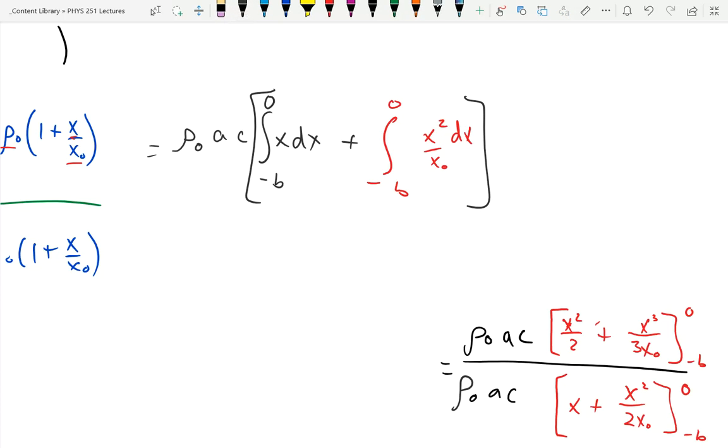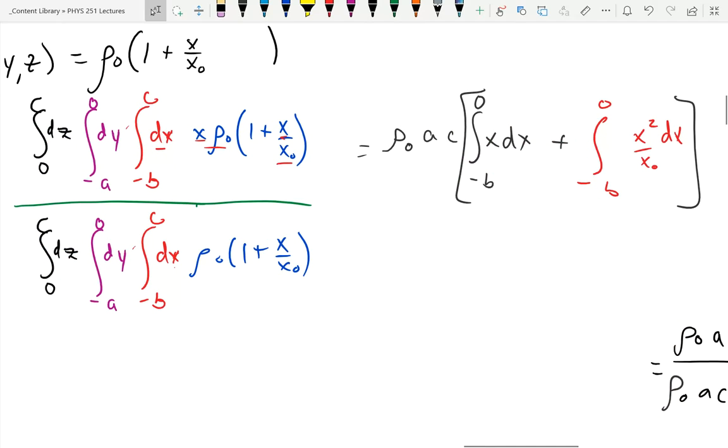This is the way I think about this top integral. The rho sub 0 is taken out, and you have your integral of x. That integral of x dx is x times 1. And the integral of x squared over x0 dx is that one. Okay, I get that.